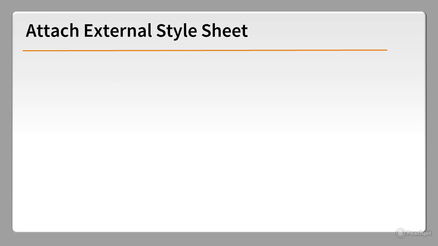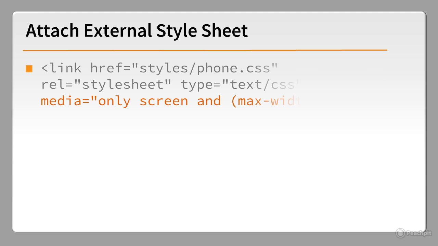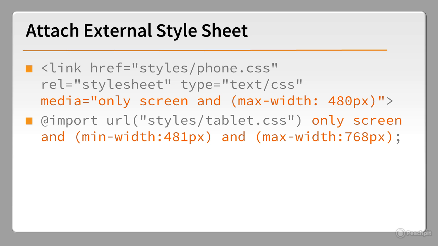You can use media queries to attach device-specific style sheets. In this example, the media query is in the link tag, and it targets screens that are no wider than 480 pixels. This is a media query used with @import. It targets screens that are between 481 and 768 pixels wide. Multiple conditions are joined together by AND. Each condition must be wrapped in parentheses.